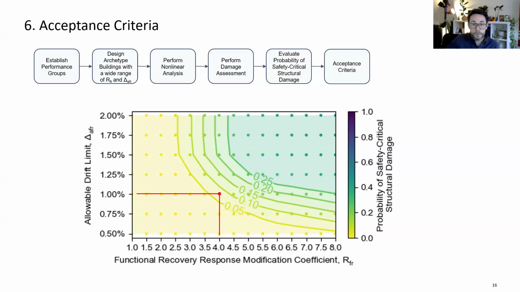So in this specific example, if you selected an RFR of 4, combined with a drift limit of 1%, this would be below the 10% probability of safety critical structural damage, which is acceptable for functional recovery categories A, B, and C. And notice, this would be a lot lower than the choice that you would make in life safety design, which for this system would be an R of 8. So reduced ductility demands and stricter drift limits.